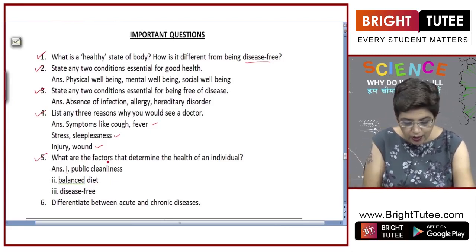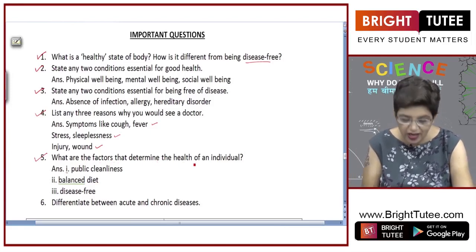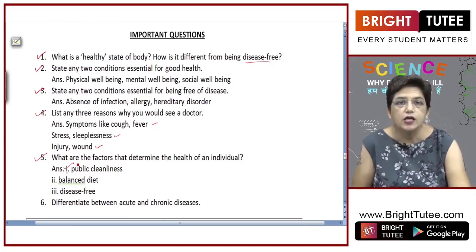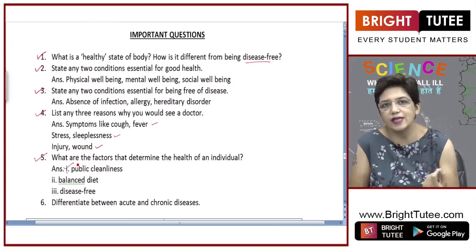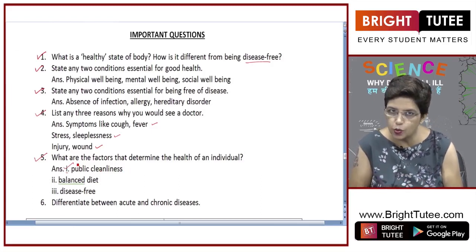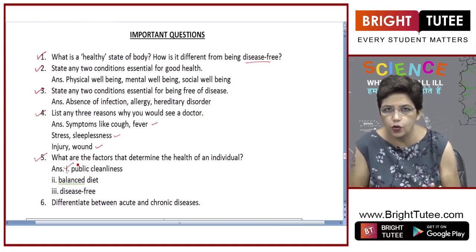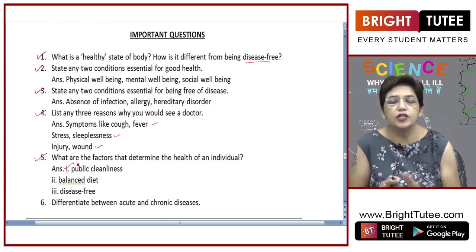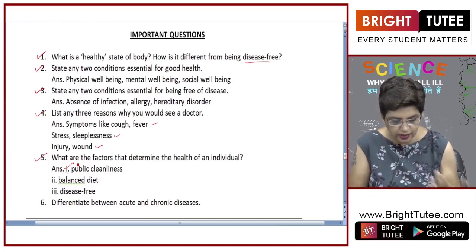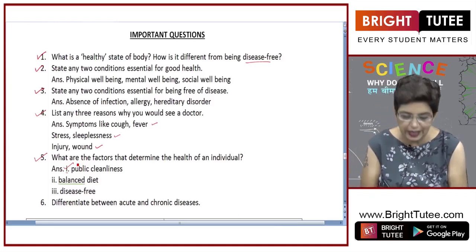Next question, what are the factors that determine the health of an individual? First is public cleanliness. That is decided by the society in which you are living, whether the garbage has been disposed of properly, there is no open garbage in your area, and the drains are cleaned and covered. So these all come under public cleanliness.